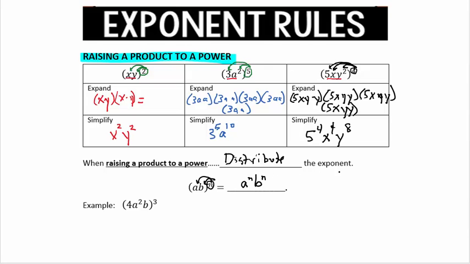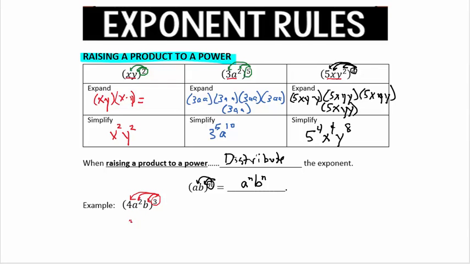And remember, I'm just going to follow all my other rules. Okay, so let's try this example. I have this product, 4 times a squared times b, and I have that whole thing raised to the 3rd power. So I'm going to distribute it to each part here.